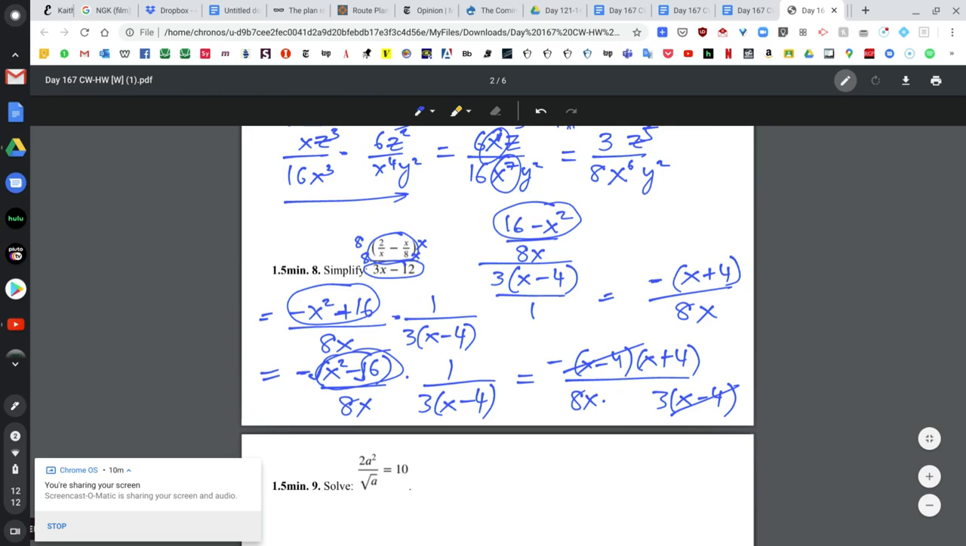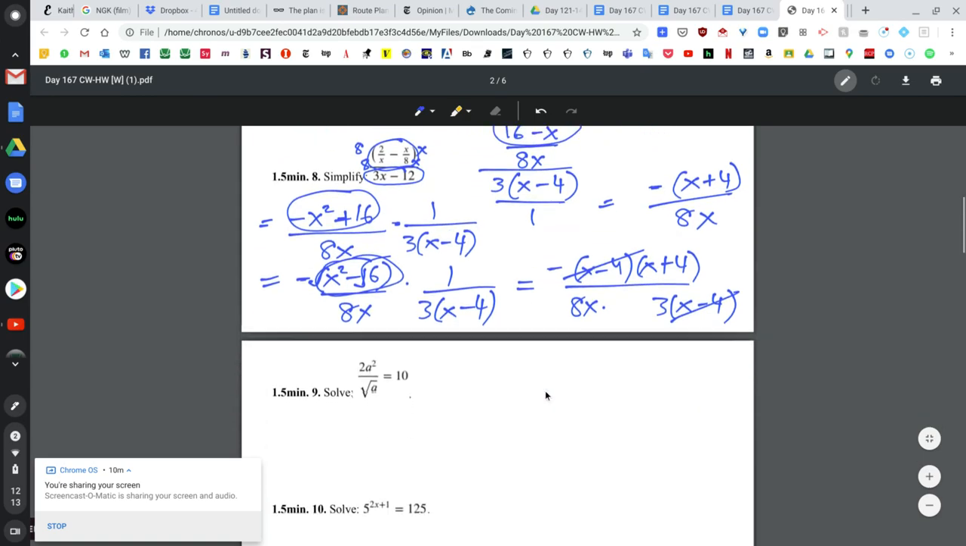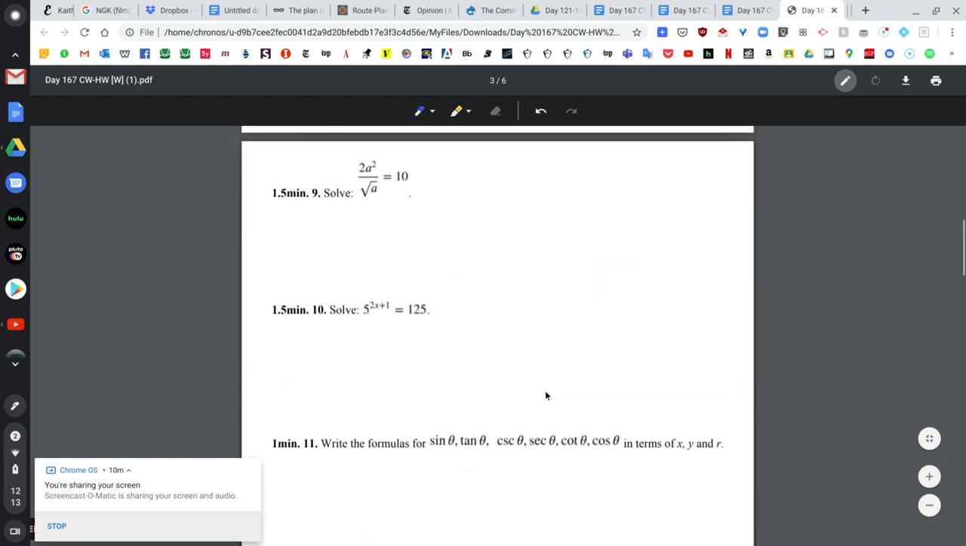Look over that problem again, please. So we were dividing rational expressions. So I took LCMs on top, I factored the bottom, multiplied by the reciprocal, and then simplified, okay? Let's do 9 together.